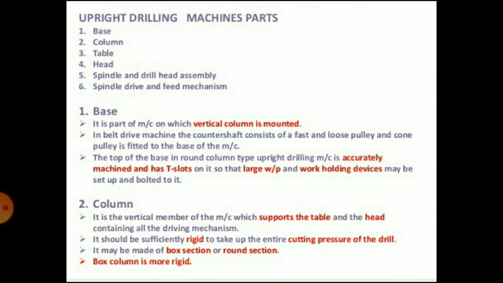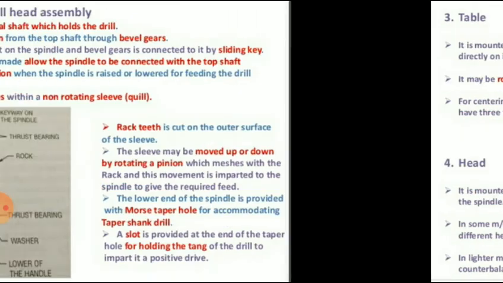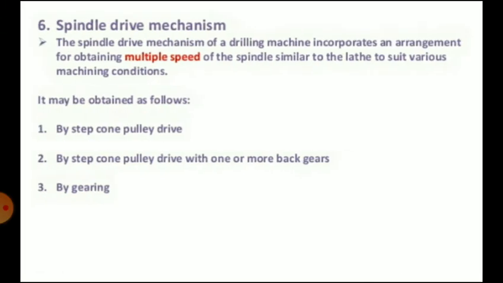So these are the different parts given in an upright drilling machine: the base, then the column. These are common parts for the upright drilling machine, combined for the round column section and box column section. So first the base, then the column, then the table, then the head, spindle and drill head assembly. So that is the mechanism given, and the spindle drive mechanism.